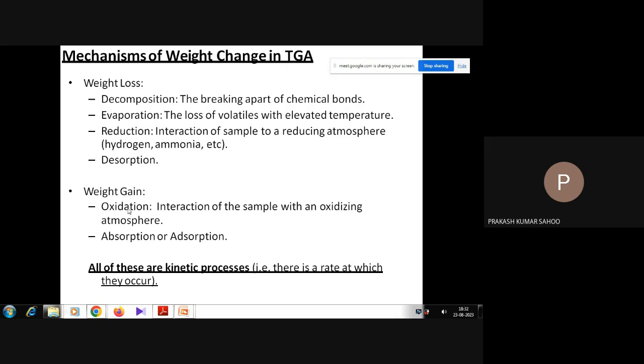Then how may weight gain happen in TGA. Weight gain may happen by the addition of oxygen, that is oxidation, or by absorption or adsorption. So if these two phenomena happen in a particular material, then weight gain may happen. And this weight gain concept is very much an exception, or very few compounds show weight gain in TGA. So all of these are kinetic processes. They are related to the rate.